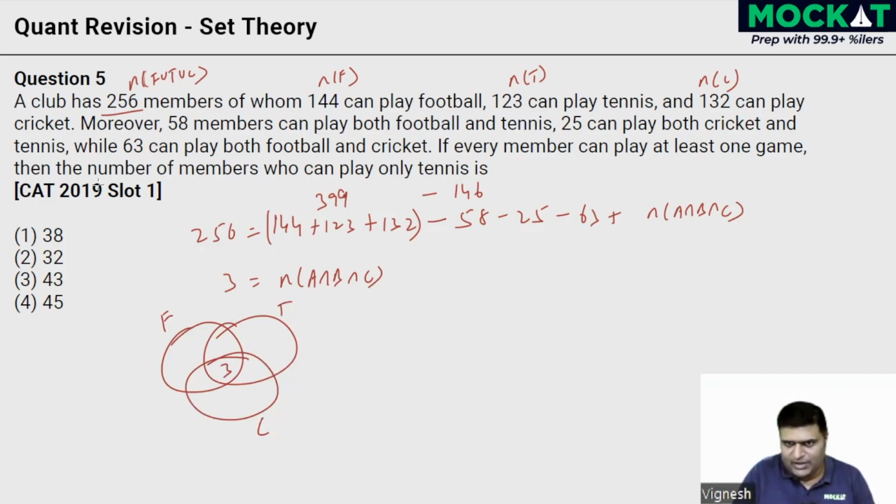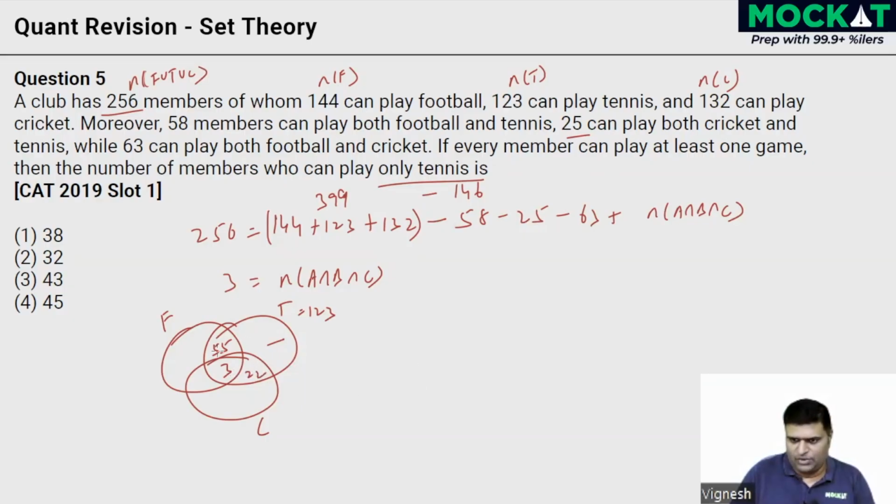And what do I need to find? I need to find the number of members who can play only tennis. Okay, so tennis I know is 123. What about F and T? F and T together, that's going to be 58. 58 minus 3 is 55. And tennis and cricket, I want to know. Tennis and cricket is going to be 25. So 25 is the total region. 25 minus 3 is 22 over here.